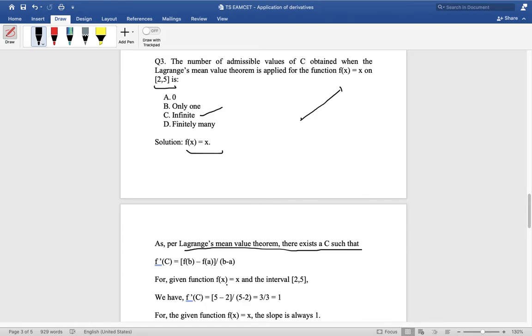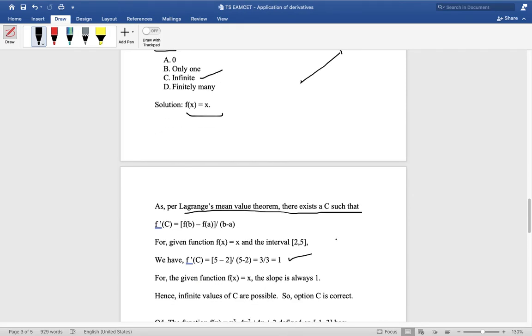Now f(x) is x, so f(5) is 5, f(2) is 2, divided by 5 minus 2. 5 minus 2 is 3, 5 minus 2 is 3, so 1. f dash c is equal to 1. Now f(x) equals x, if you take the differential, f dash x equals 1. So f dash x is always equal to 1, always. For all the points between 2 and 5, the slope is 1. So all the points in the interval (2, 5) satisfy Lagrange's mean value theorem.